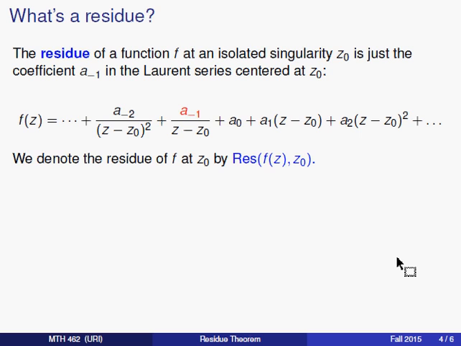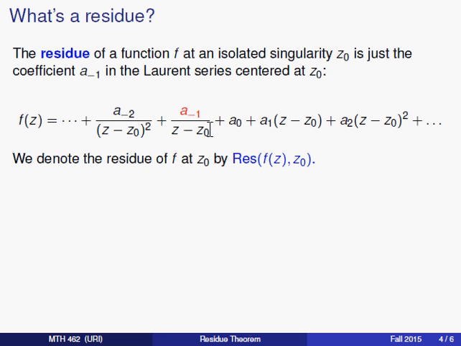Well, the definition of a residue is simply the coefficient a sub minus 1 in the Laurent series centered at the singularity you're talking about. So for instance, if I wanted to find the residue of f at a point z naught, what I would do is expand f in a Laurent series centered at that point z naught. So we see powers of z minus z naught everywhere. The residue is precisely this coefficient that sits above z minus z naught to the first power.